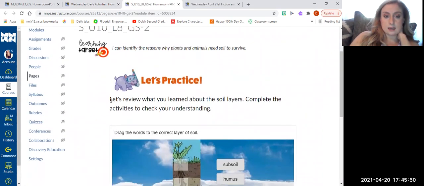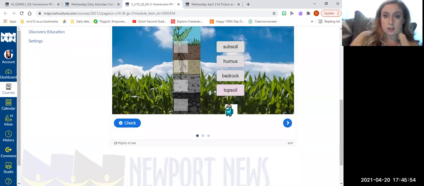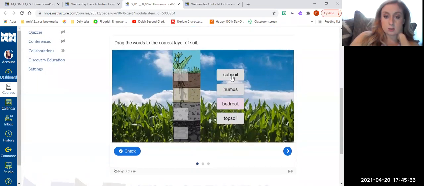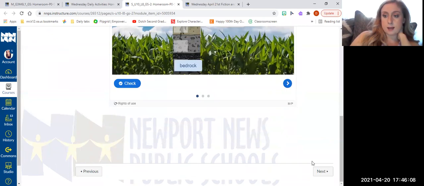I'm going to click on science and we're going to continue talking about soil. And with these, it's going to let you sort them and move them so you can put them where you think they go. So like I think bedrock goes here. And then it'll tell me if I'm right. And I think topsoil goes here. So it's just like a little game to play.